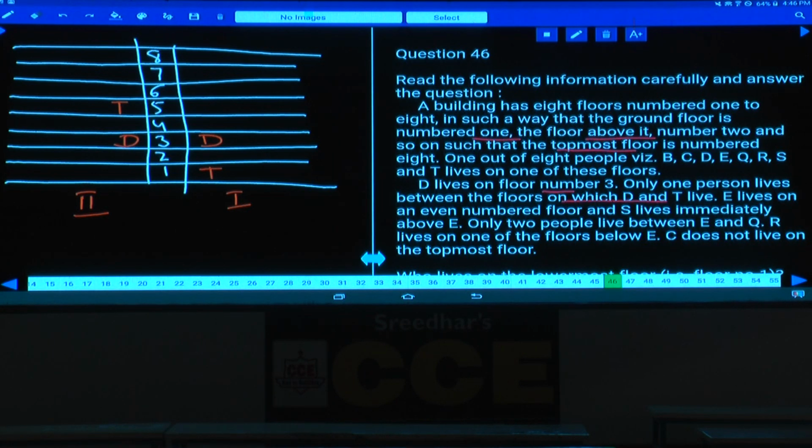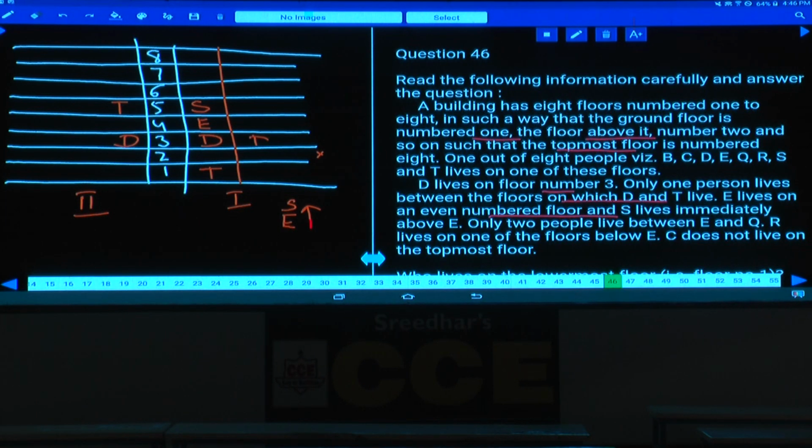E lives on an even number floor, and S lives immediately above E. Then what are the different possibilities? Now, E is on an even number floor, E cannot be on the 2nd floor, isn't it? And E can be on the 4th floor, yes. If E is on the 4th floor, then S will be on the 5th floor. This is one possibility. Then what is the other possibility in this case 1 itself?